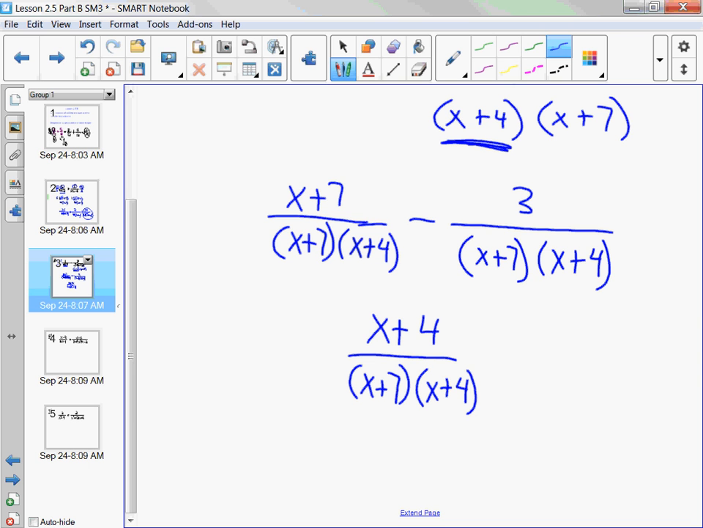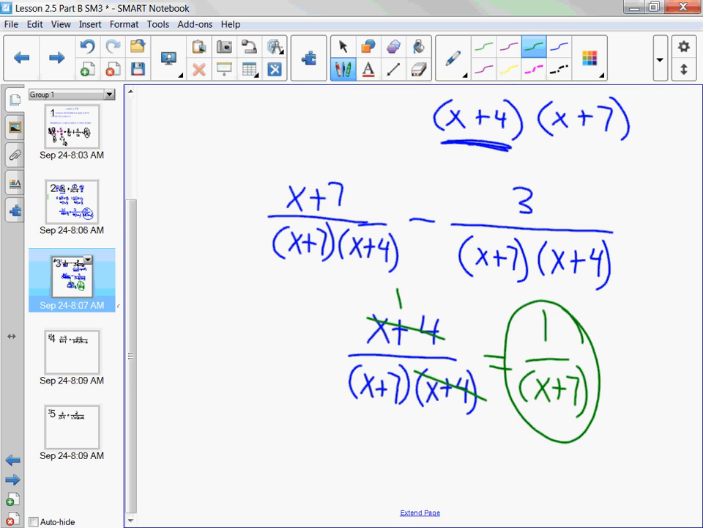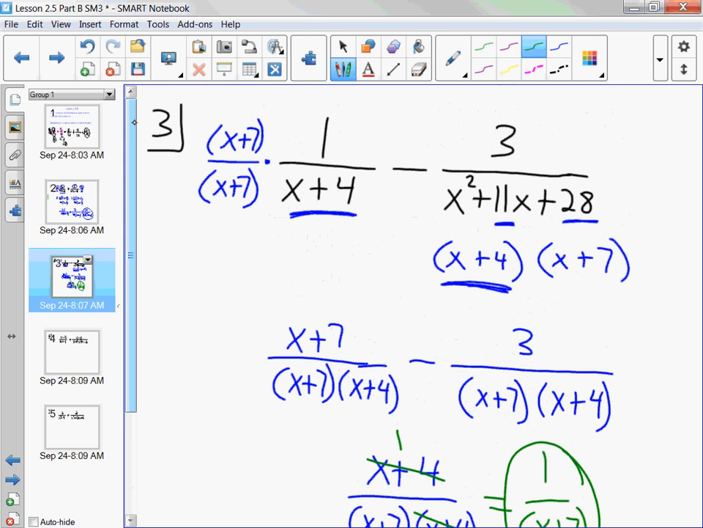And we can notice that the x plus 4s cancel out, and that leaves us with 1 over x plus 7. Remember that when everything on the top cancels out, you're still left with 1, because we're really dividing x plus 4 by x plus 4, which is 1. And so this right here is our answer. Okay, pause it and do number 4.